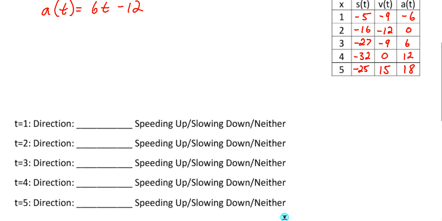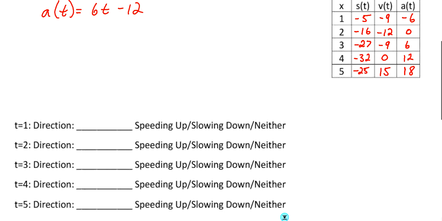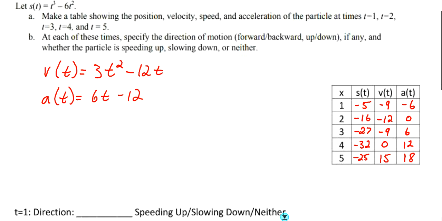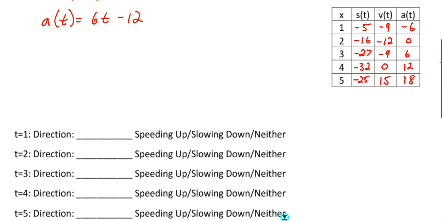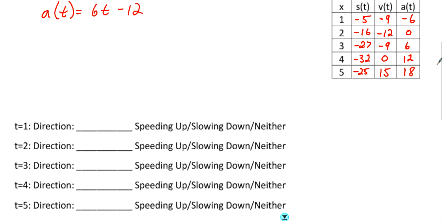So if our position at time equals 1 is -5, and at time equals 0 my position is 0, because if you plug in 0 for position, you get 0, so I'm at -5, which means I'm going backwards, because I'm going in the negative direction.